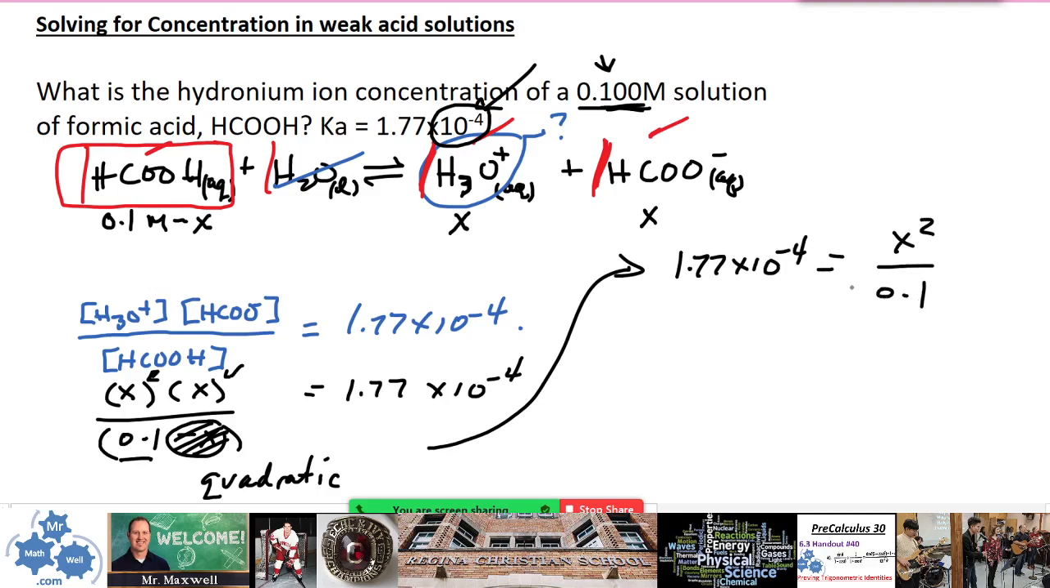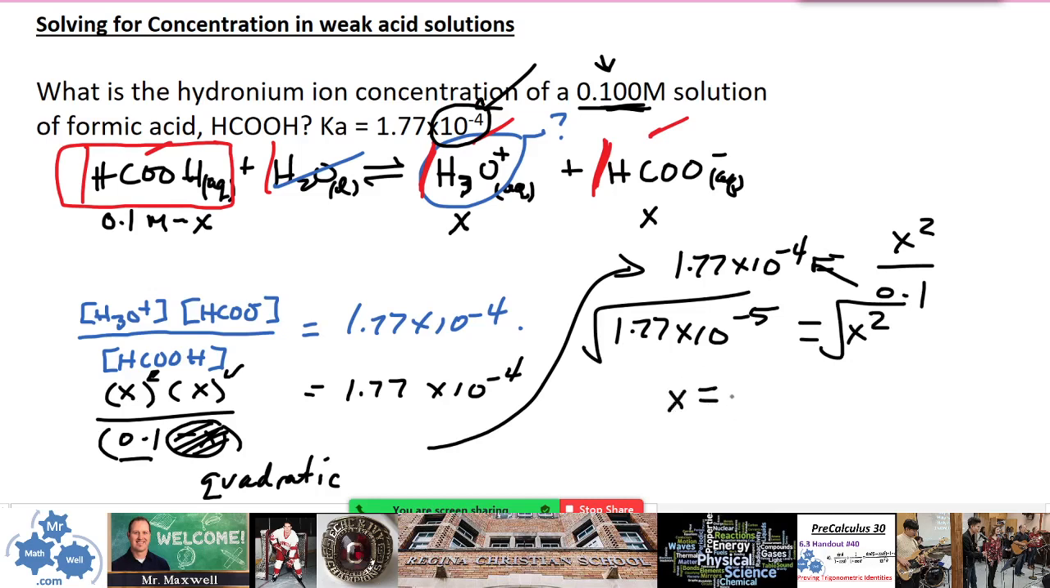We multiply both sides by 0.1, or you like your cross multiply there. So this is 1.77 times 10 to the negative 5 equals x squared. We'll take the square root of both sides, and what do we get? We get x equals 4.21 times 10 to the negative 3. Did that on your calculator, that's what you should get.